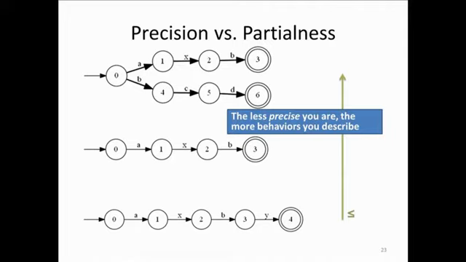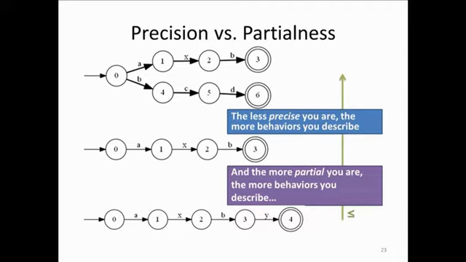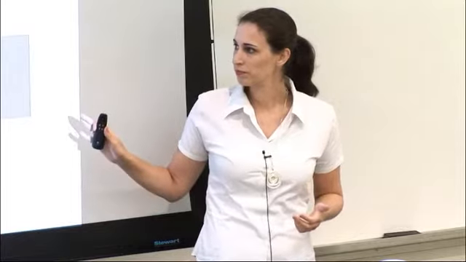Now, the less precise you are, the more behaviors you describe. That's the natural thing that you're used to seeing in a lattice. But the more partial you are, the more behavior you describe, because here we can take Y and assign whatever we want. It's this ambivalence of the direction of our order, which is, I think, pretty neat, but at times confusing. The further you go up, the more concrete behaviors we're talking about. The further down you go, the more possible behaviors we're talking about.